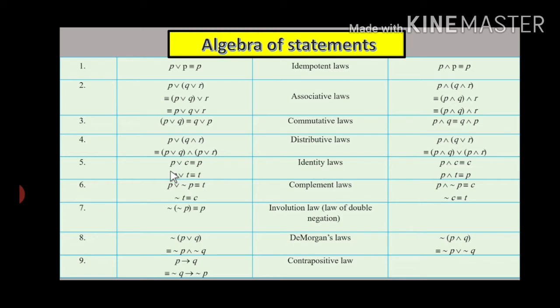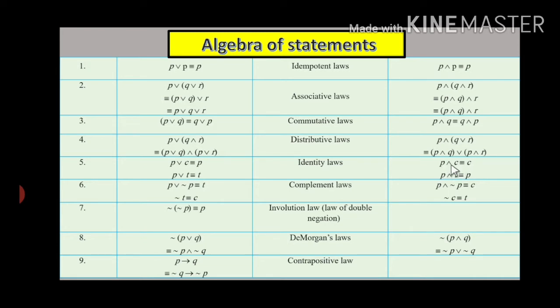What is the identity law? P or C is equivalent to P and P or T is equivalent to T. Now, you know in the OR function, if any one is true, correct? The answer is true. So over here P or T is true. Same as in the AND function, if any one statement is false, then the answer is false.